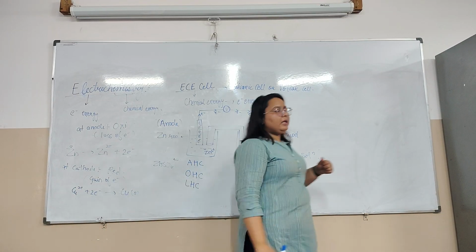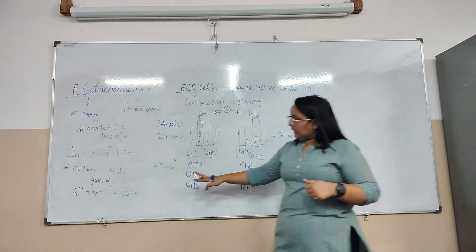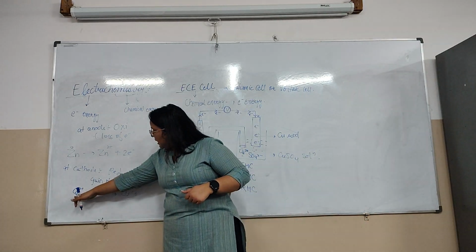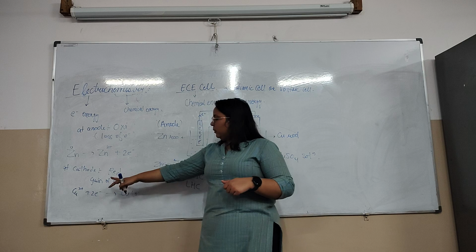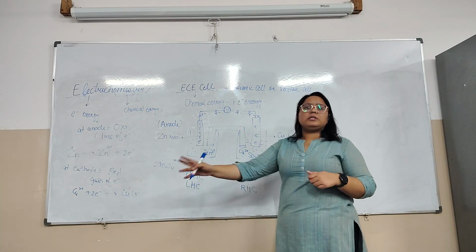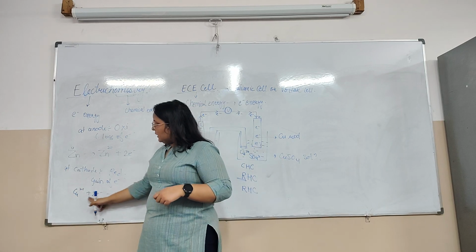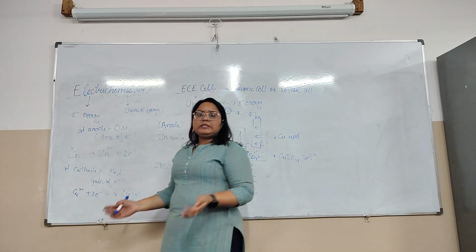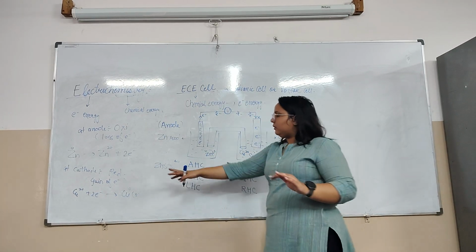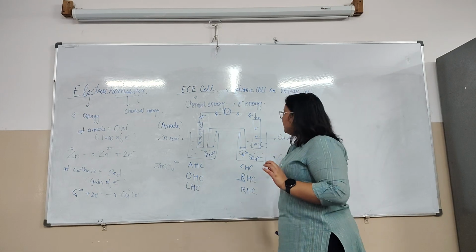Now see again, if you check the oxidation number, here +2, here 0. +2 to 0, a decrease in oxidation state, reduction. Also, electrons are present on the reactant side. Reactant side means gain of electrons, again the definition of reduction.